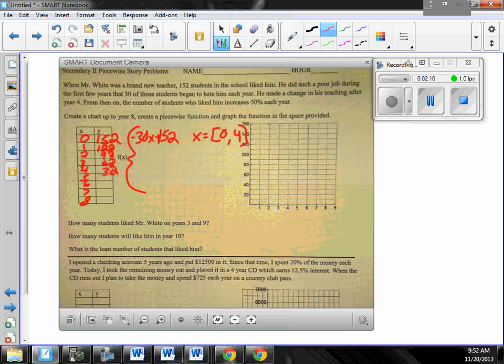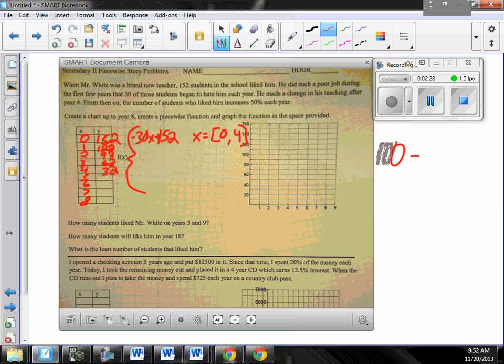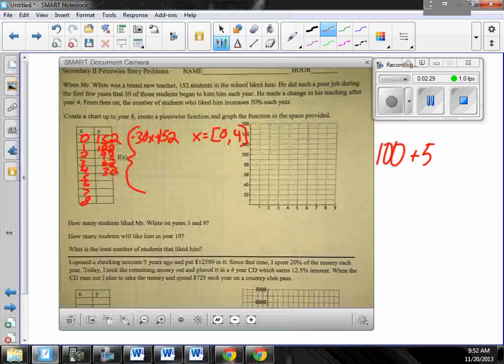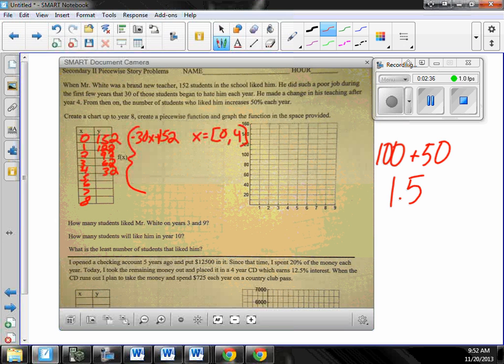All right, so after year 4, it's going to increase by 50%. What do we multiply by in order to increase by 50%? 1.5. And the way to think about that is 100% plus 50% is 150%, as a decimal, it's 1.5. So times by 1.5 and I get 48, 72, 108. That one I can't do in my head. What's 108 times 1.5?